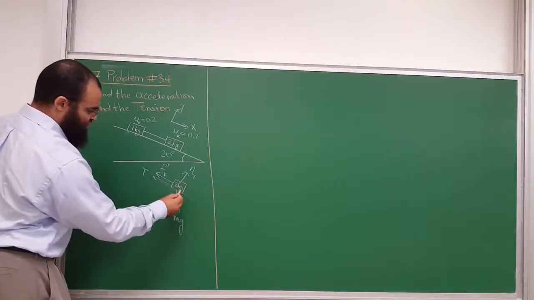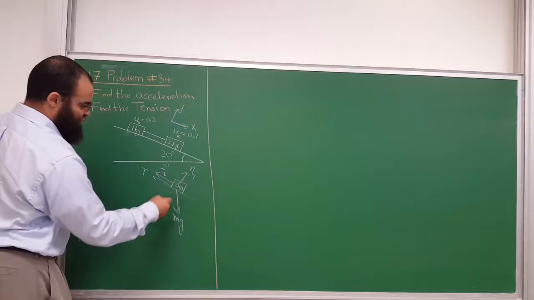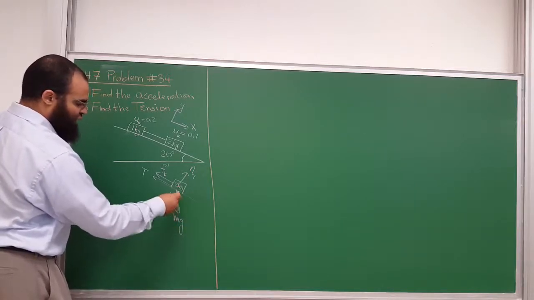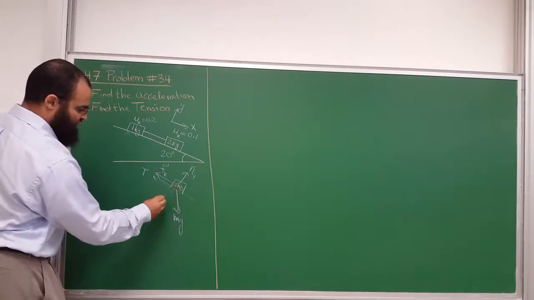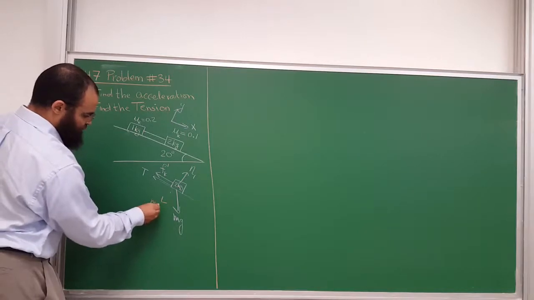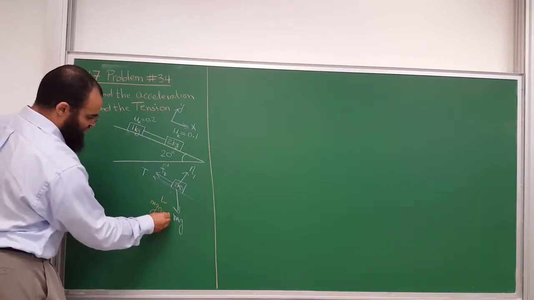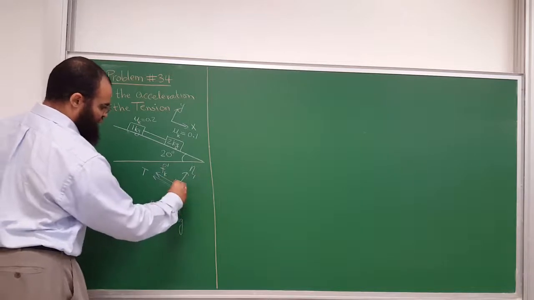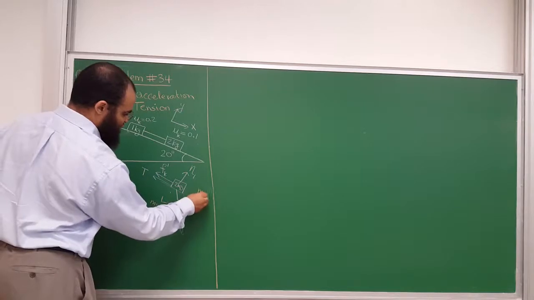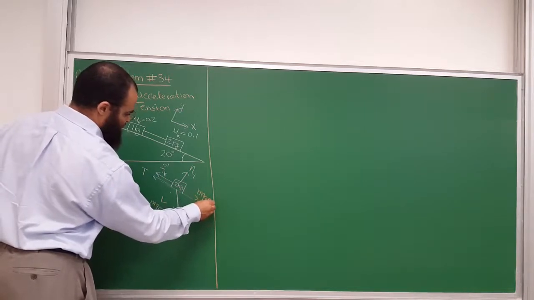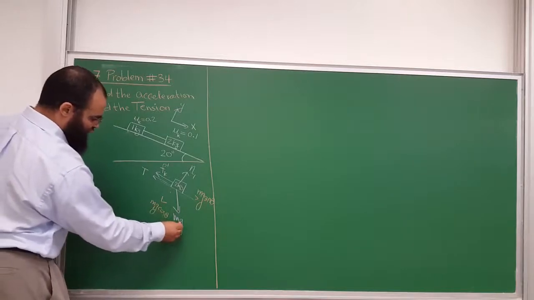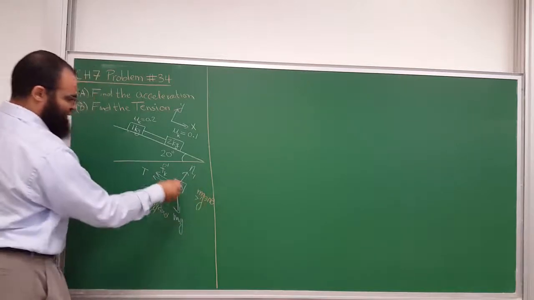Notice the mg, our axes are parallel and perpendicular to the plane. Mg is in this direction that is not parallel, that's not perpendicular, so we have to break mg into a perpendicular component. This one is the mg cosine of theta, and a parallel to the plane component. That's the one that causes the acceleration. It's the mg sine of theta. And by the way, this is mass 1, so I'll call it m1, and it's 2 kilograms.